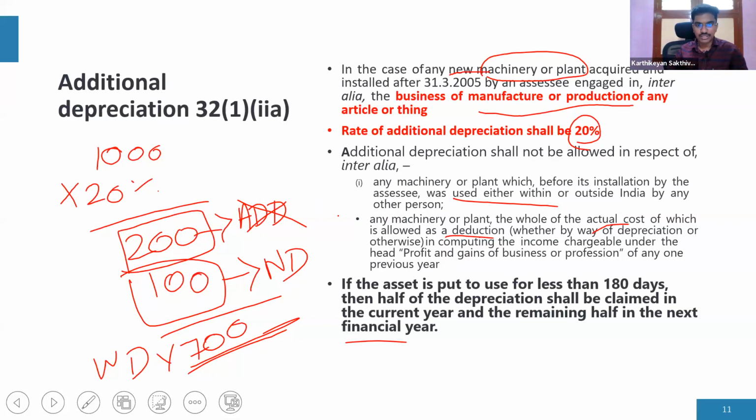Right? So with this the depreciation part comes to an end. So are we clear with the depreciation part for both depreciation and additional depreciation? Yes, sir. Super.